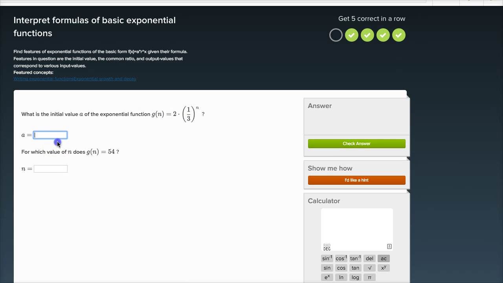Same thing here. What's my initial value? My initial value is 2. And in this case, it's a little bit different. I need to think, like, oh man, 54, say what now? So I'm going to start looking at just the relationships between these things. If I have a 1/3 here, it's going to start here and just go down like this. So if I want to get to a big number, I know that this needs to be negative. So I'm going to start thinking about what's the deal with 3?